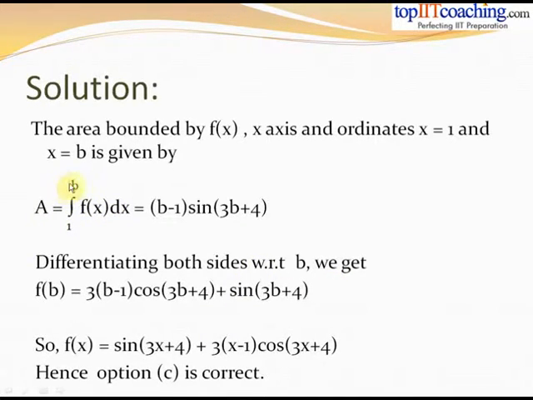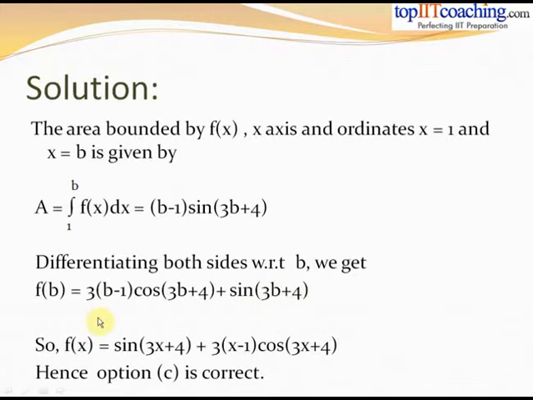Now we have also been given that this area is equal to (b minus 1) into sine of (3b plus 4). Now what we do is we differentiate both sides with respect to b. Now we use the Leibniz rule to calculate the differentiation of any integral. So f of b would be equal to 3 times (b minus 1) into cos of (3b plus 4) plus sine of (3b plus 4).